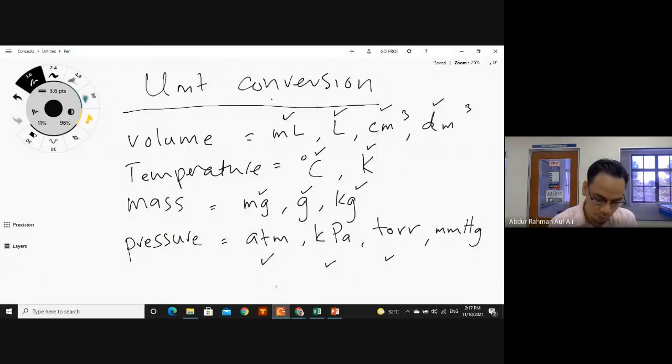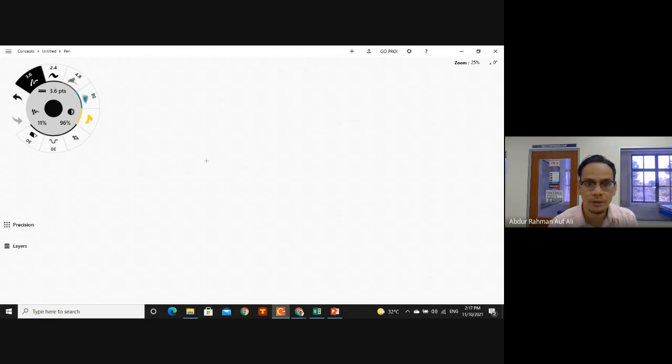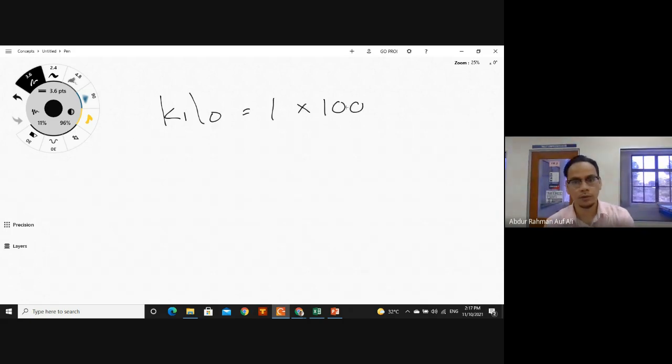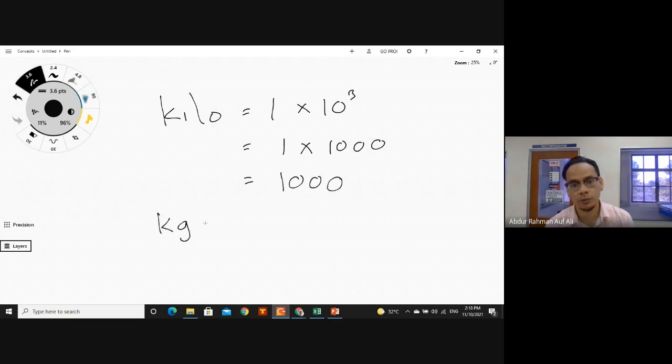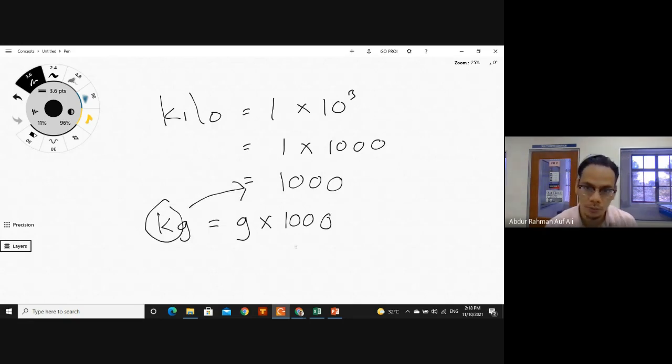The word kilo equals 1 times 10, sorry, 10 to the power of 3. 10 to the power of 3 equals 1000. So kilo basically means 1000. So if you want to convert from kilogram to gram, that's why you need to multiply by 1000, because K here basically means 1000. This is what we call scientific notation.